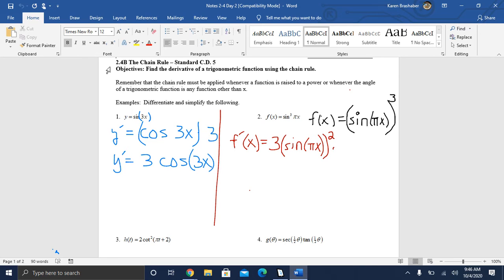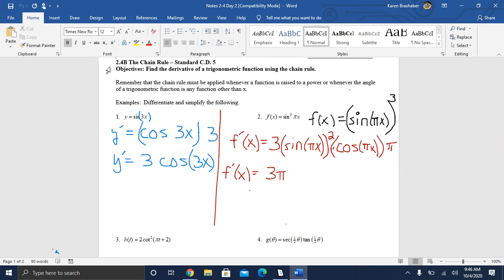So the derivative of sine would be the cosine of pi x. And then you have to do the derivative of the angle, because the angle is not just an x. So we'll multiply by the derivative of pi x, which is pi. So you see that we actually used the chain rule a couple of times while we were completing this derivative.